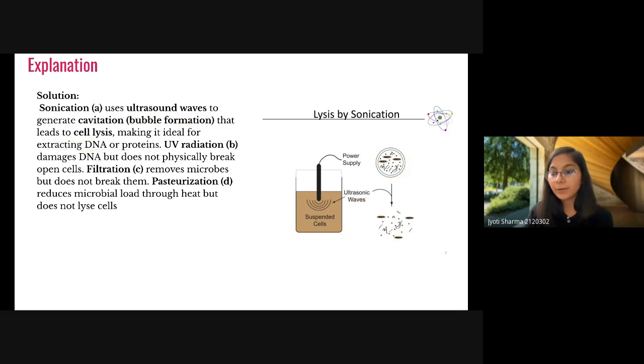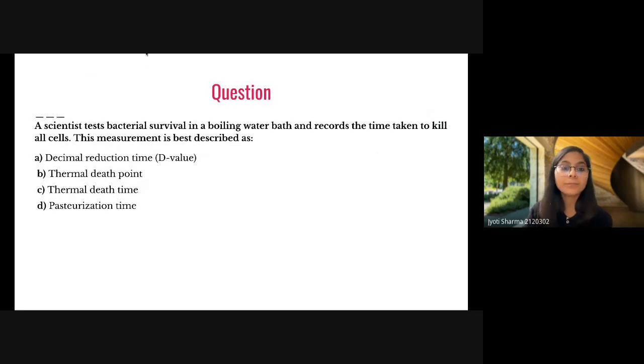Yes. So coming to the next question, again I have a question on D value, or another. A scientist tests bacterial survival in a boiling water bath and records the time taken to kill all cells. So in D time we had 90% reduction of the microorganism in a particular time. That would be the D time or D value. But here it is the time taken to kill all cells. So what would it be called?